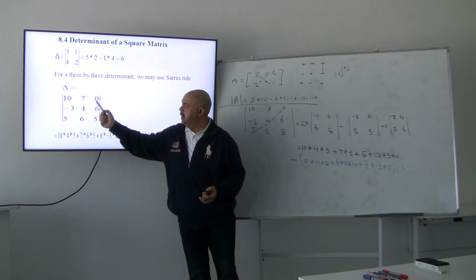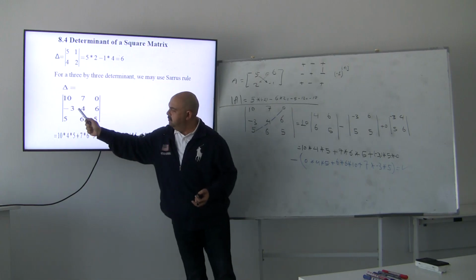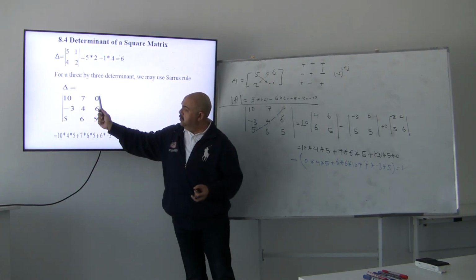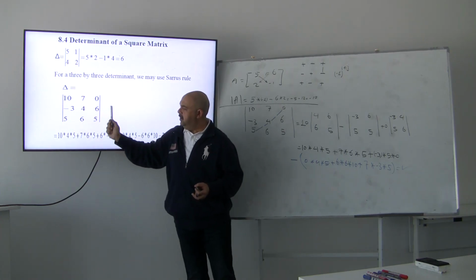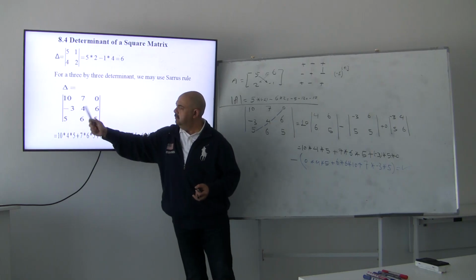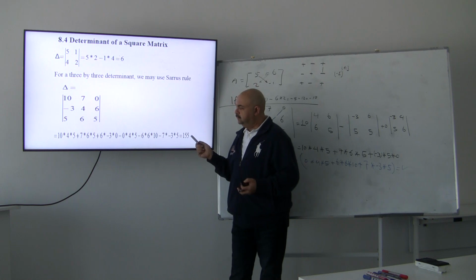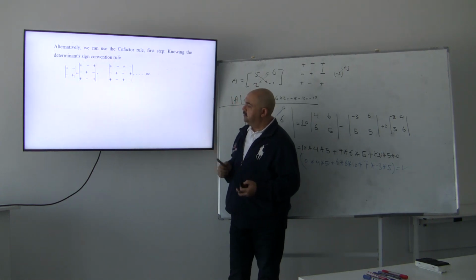Then plus 7 times 6 times 5, then plus -3 times 6 times 0, minus 0 times 4 times 5, minus 6 times 6 times 10, minus 7 times -3 times 5, as you can see. Now I can get the result of this matrix.